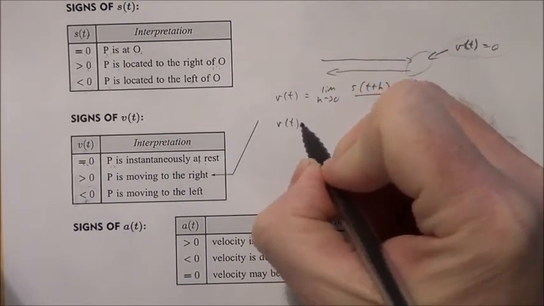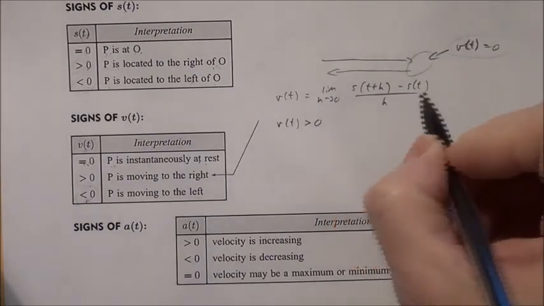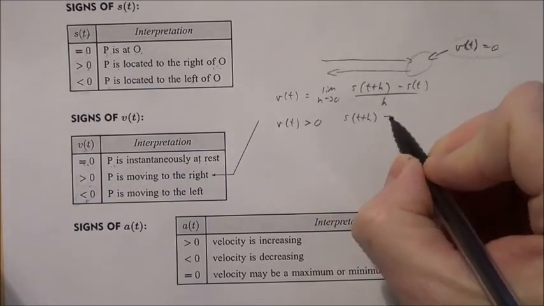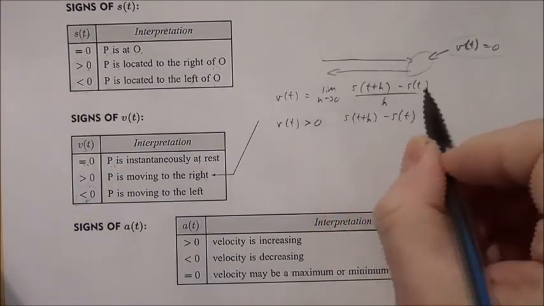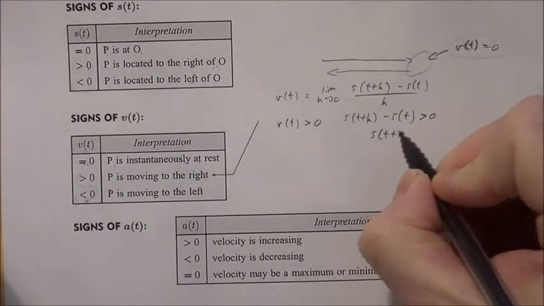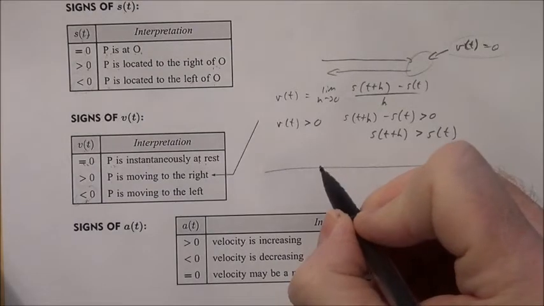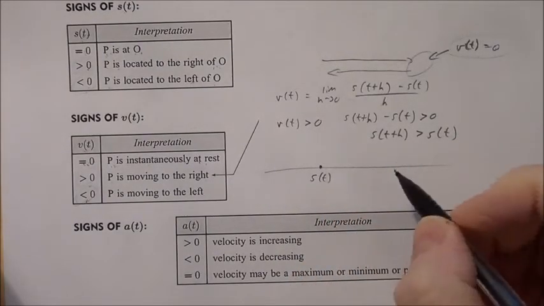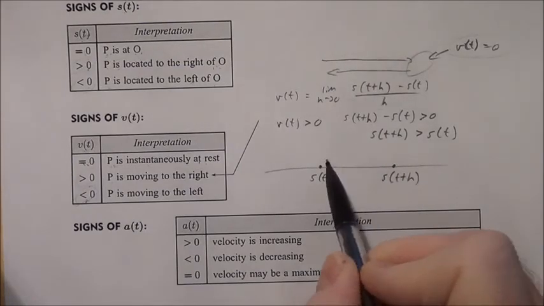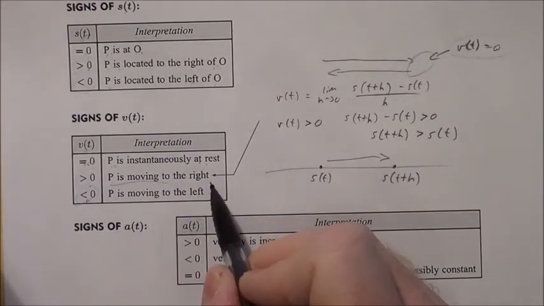So if the velocity function is greater than 0, then this whole thing has to be greater than 0, and h is going to be a positive value. So the numerator, s of t plus h minus s of t, has to be greater than 0, which means that s of t plus h must be greater than s of t. Here's the position of the particle at s of t, and here's the position at s of t plus h. Therefore, we know that the particle has moved to the right. So P is moving to the right in that case.